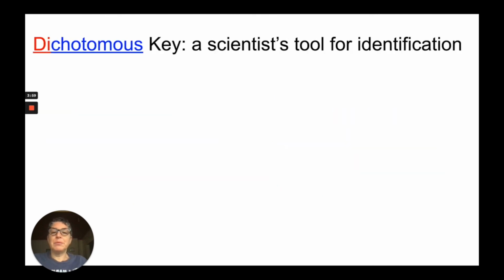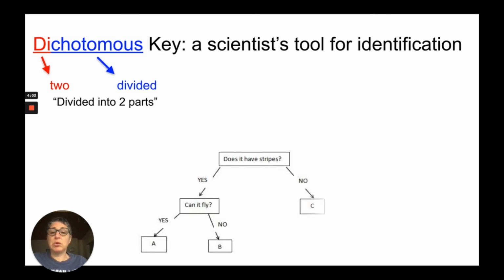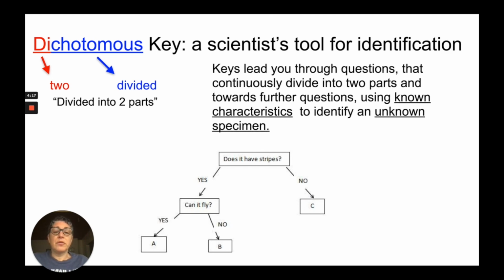The word dichotomous is broken up into two parts. Di means two, and chotomous means divided. So the word means divided into two parts. Basically this is a tool that scientists use to identify unknown organisms. It leads you through a series of questions that continuously divide into two parts and lead towards further questions. And what you do as a scientist is you use known characteristics to identify an unknown specimen.